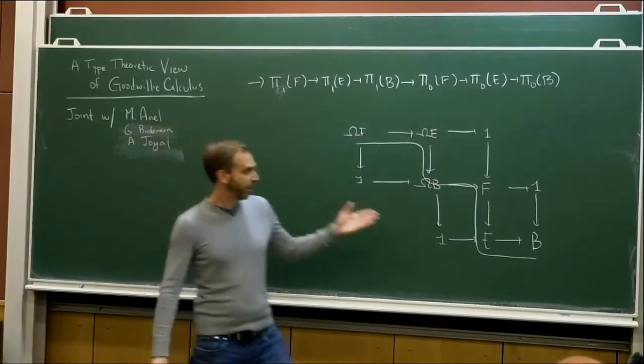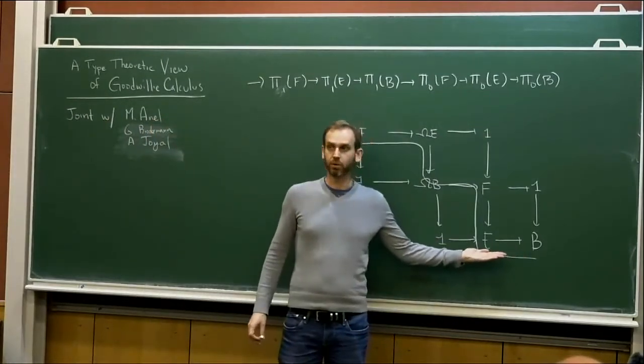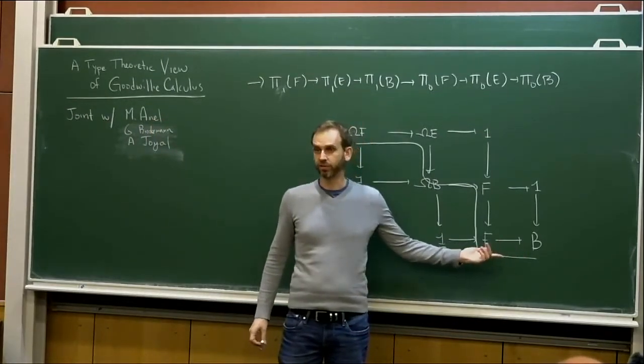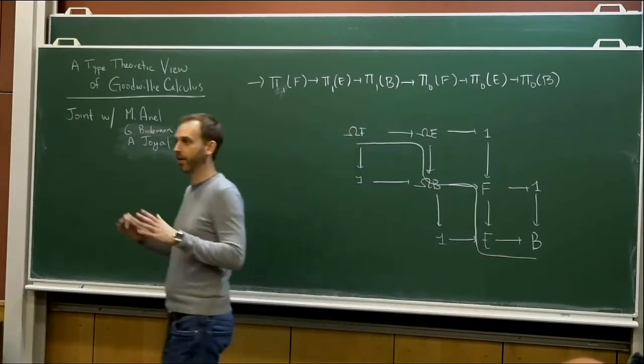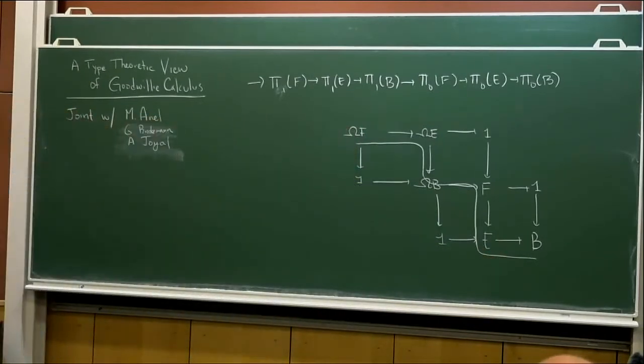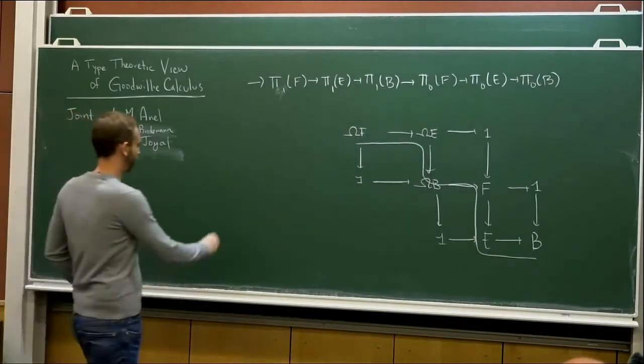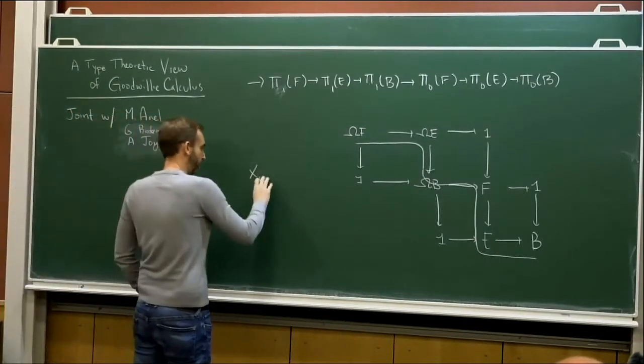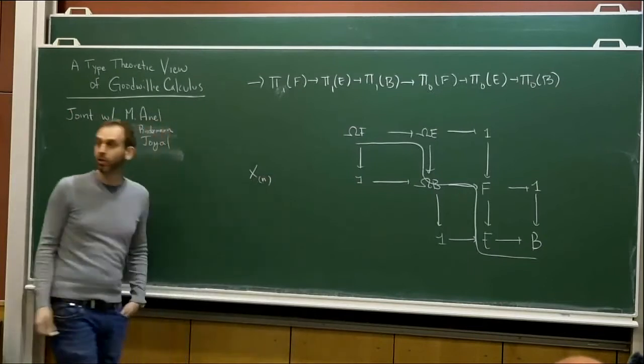Unfortunately, sometimes some spaces we know come presented to us naturally as fibrations. That happens, but not that often. What happens more often is that spaces we like are presented by colimits, right?